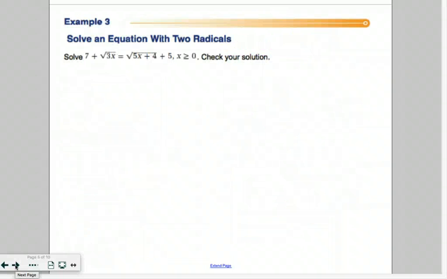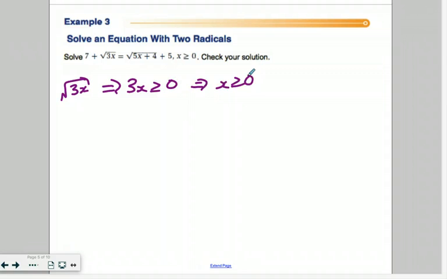So now let's take a look at an equation in which we actually have two different radicals that we have to deal with. Okay? So what we have is they've already given me the restriction. So basically what's happened here is they've looked at both radicals and said, well, one radical is root 3x, which would imply that 3x has to be bigger than 0, which would imply that x has to be bigger than 0 as one of our restrictions.